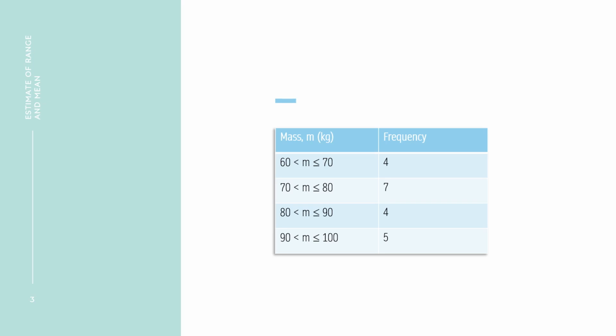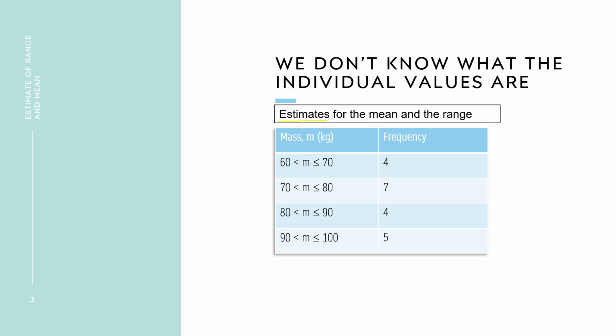Now let's move on to estimating the mean and the range for group data. So, have you ever wondered why we call it estimate? Well, because we don't know what the individual values are. We are only given a range.